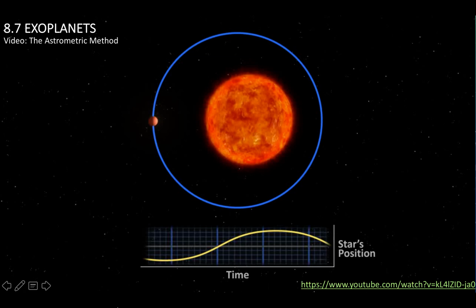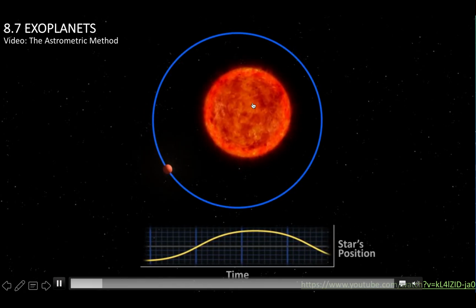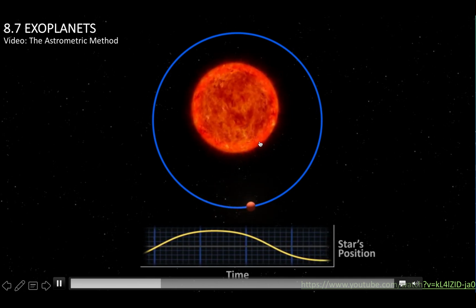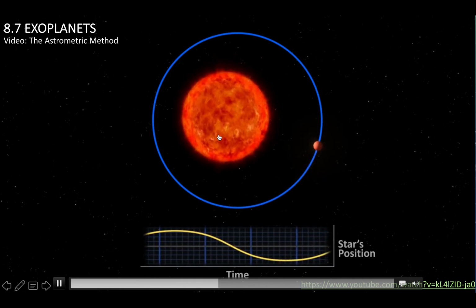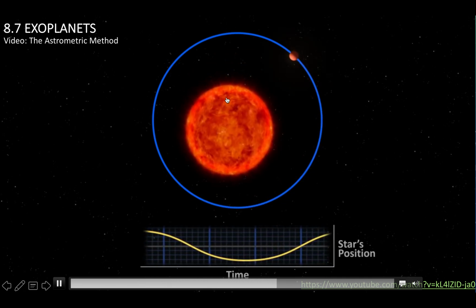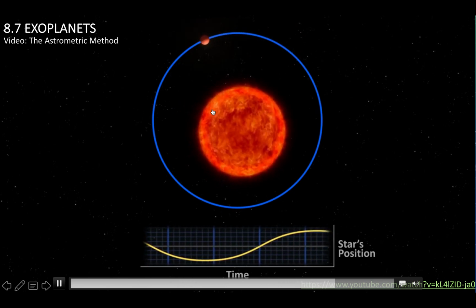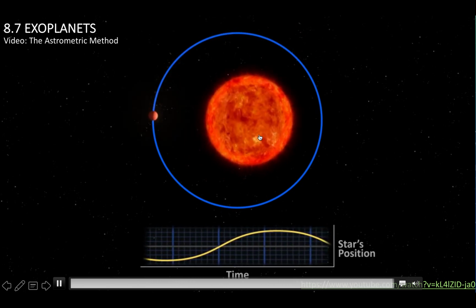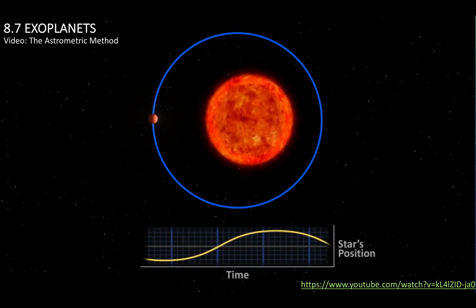This is another example of wobbling. Look as the planet orbits the sun or a star, look how it makes that wobble, that circle in the sky. So yeah, this is the wobbling. This is the astrometric method. The second method we use to find exoplanets.